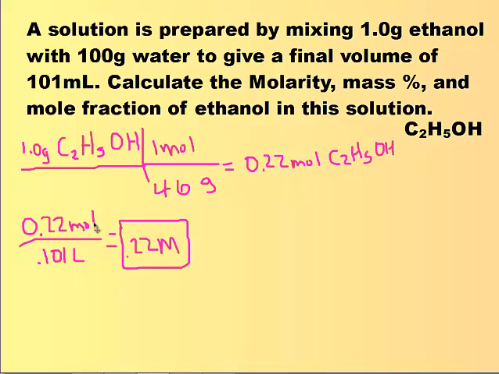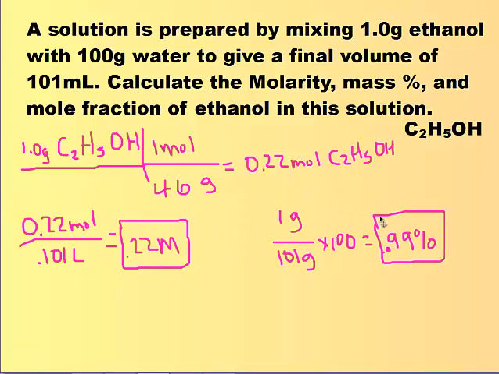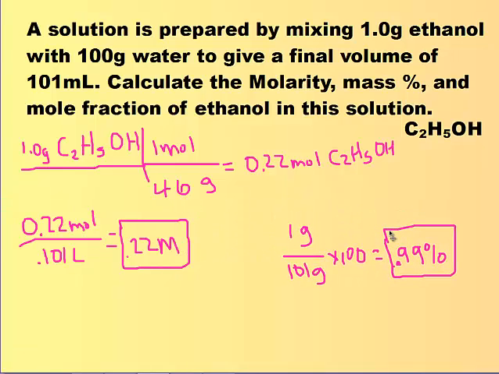Next, to calculate our mass percent, which is the easiest, we just divide our mass of solute, which in this case is our 1 gram ethanol, over our total mass, which is 101, because that's solute and solvent. And that's 0.99% ethanol.